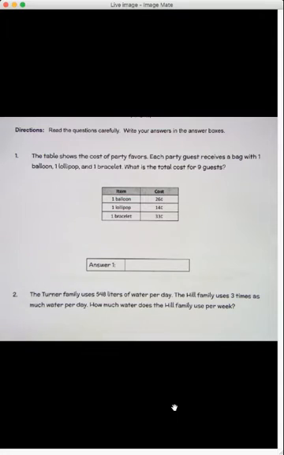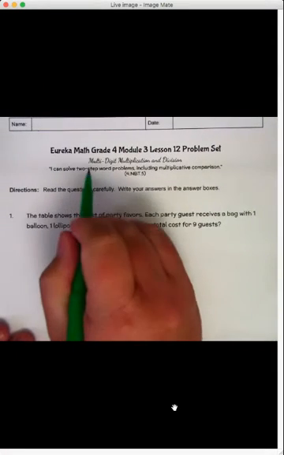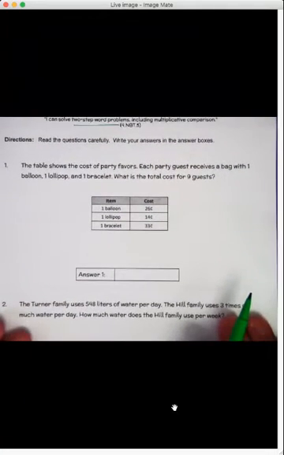So number one, in this work today, these are multi-step problems. You can't just do it in one math problem. You've got to do more than one step. Today, specifically, they're two-step word problems. Okay, so let's find what we need to do on number one.